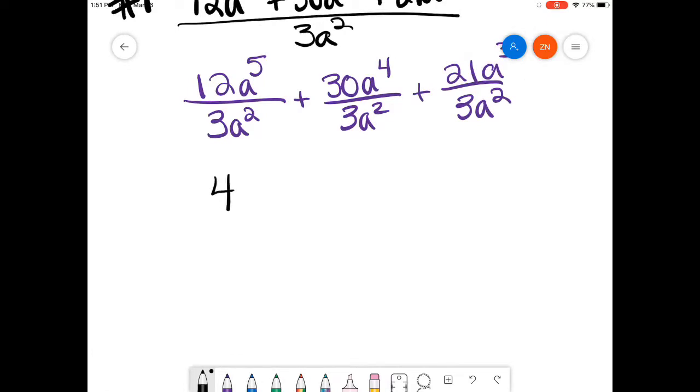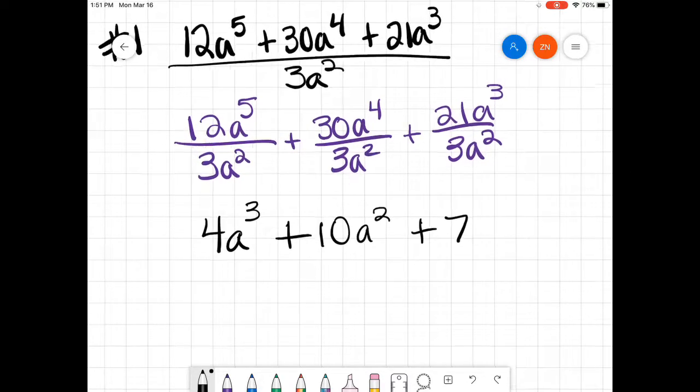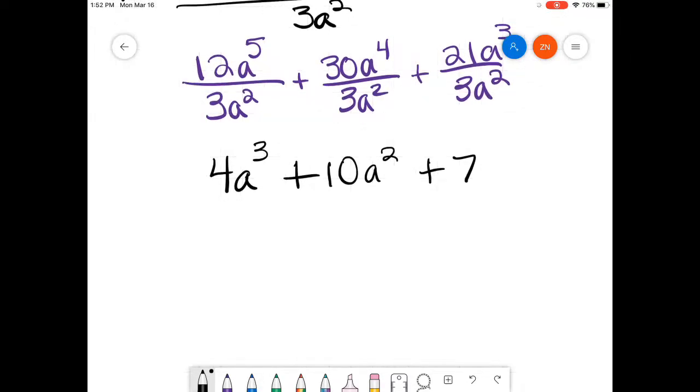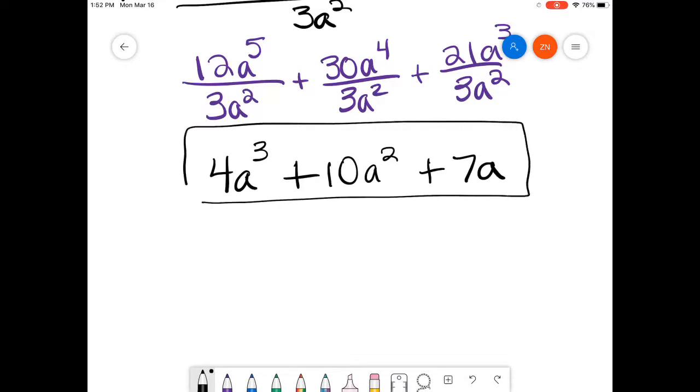5 minus 2, which is 3. Plus 30 divided by 3, which is 10. 4 minus 2, which is 2. Plus 21 divided by 3 is 7. Then I have an exponent power of 3 minus 2, which is 1. So I just have a. You don't need to put that 1 there. Make sure it's in standard form. It certainly is, so I'm done.